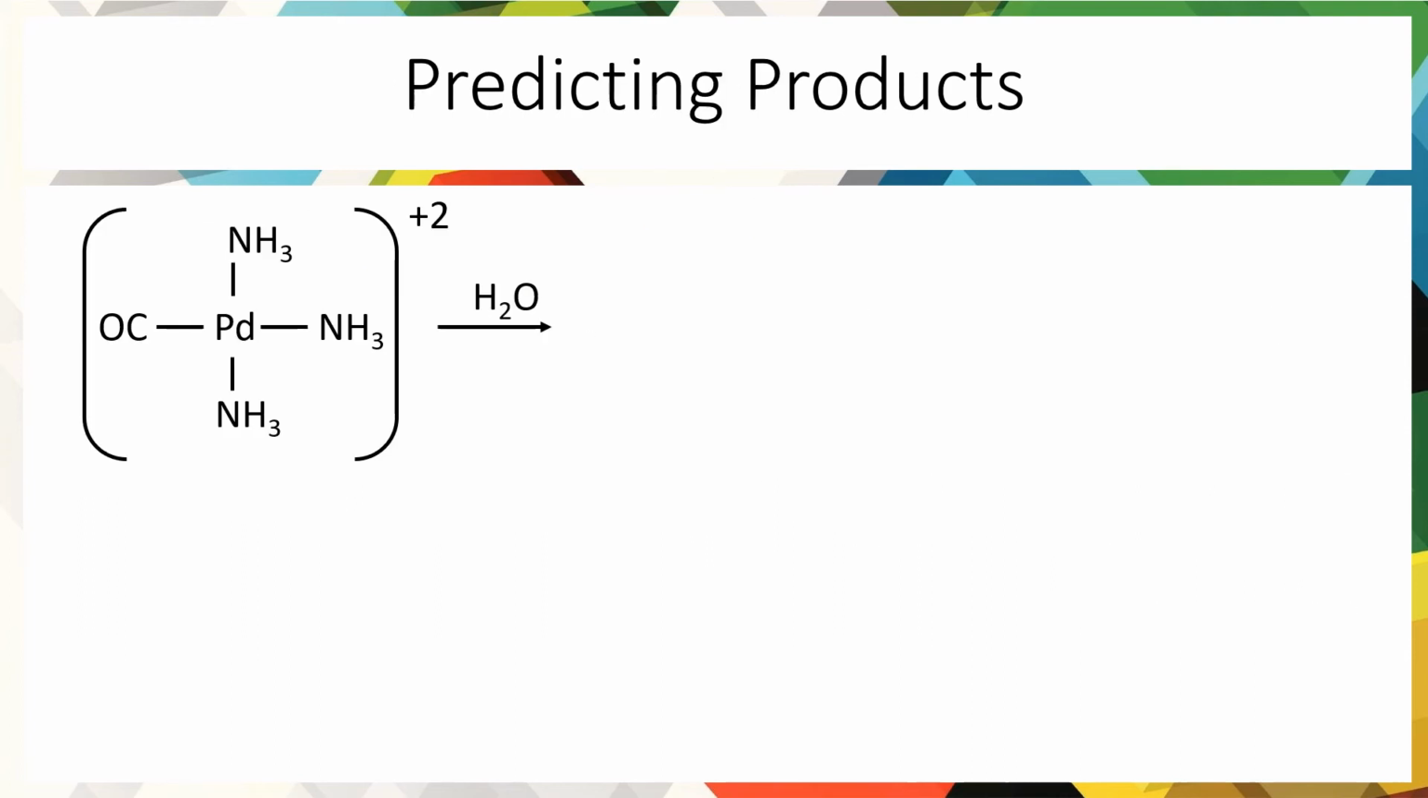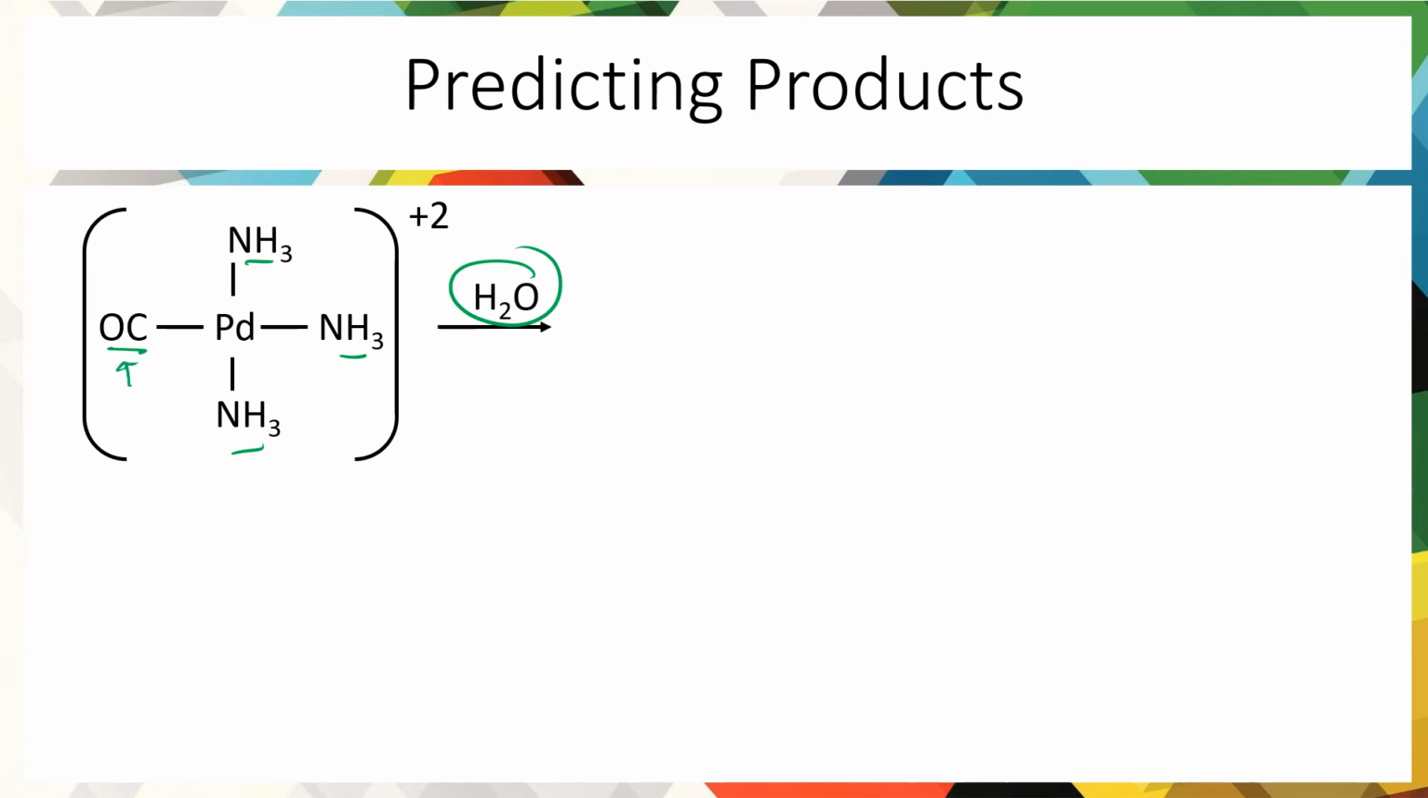So first, here's an example of a complex where we have two different kinds of ligands. We have a carbonyl group and we have amines, three of them. And we have to think about where the replacement is about to occur. And so here's our incoming ligand, water. And so the question is, which ligand will it replace? And so what we need to think about is which of these is a better trans director. Is it carbonyl or is it ammonia?